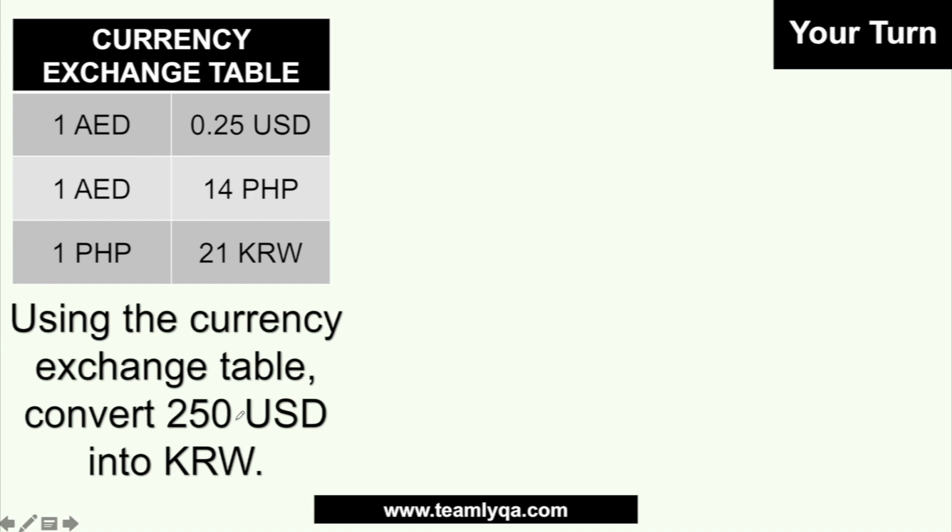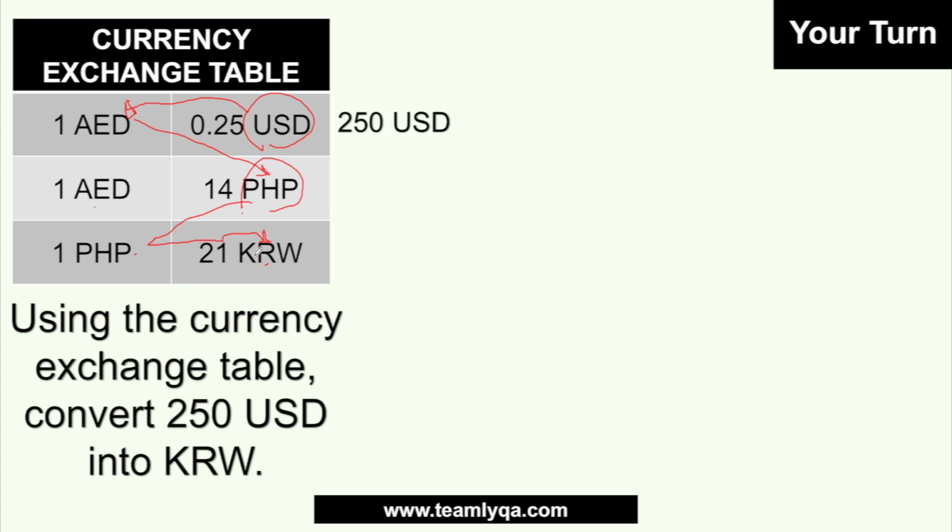Now, again, game plan muna tayo. Saan tayo dadaan? So nagsimula ka sa USD. Dahil ang meron nakatapat si USD ay AED, pupunta ka sa AED. Tapos yung AED, pwede mo siyang gawing peso, kasi dito nakalagay 1 AED is 14 pesos. At yung peso naman, pwede mo siyang gawing Korean won. Kasi, ayan, meron ka 1 PHP is equal to 21 Korean won. So, yun yung pinaka-plan of attack natin ngayon.